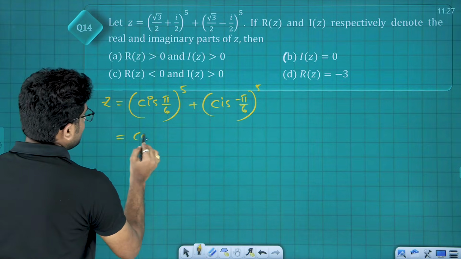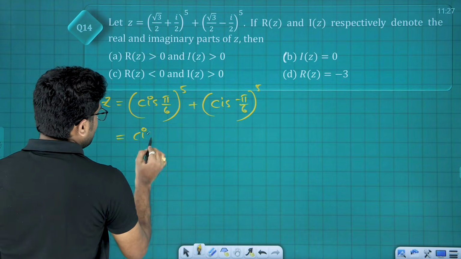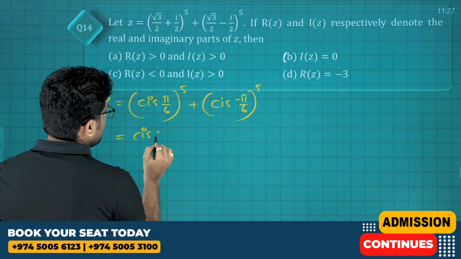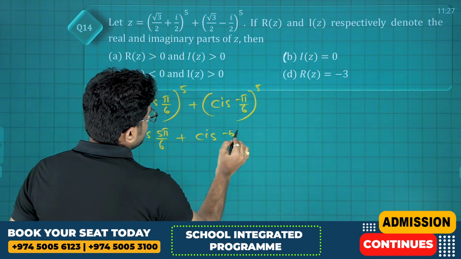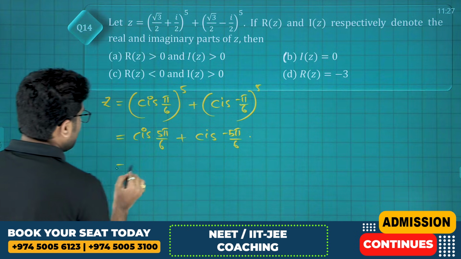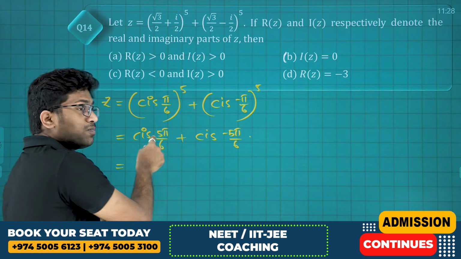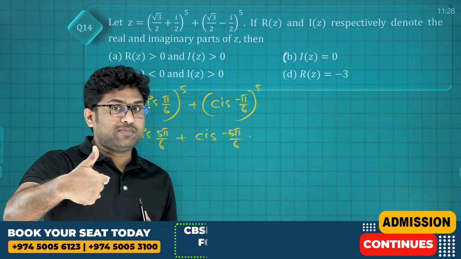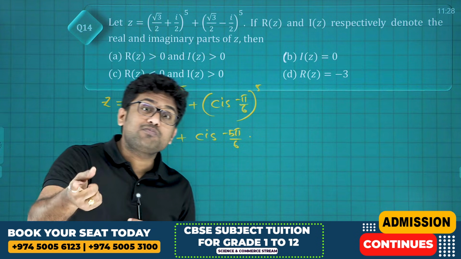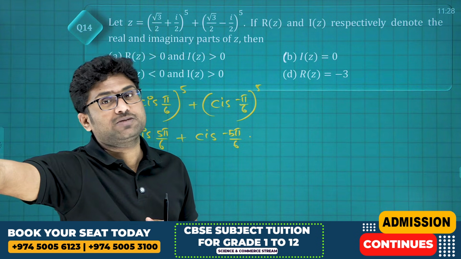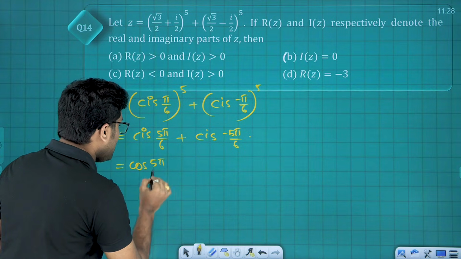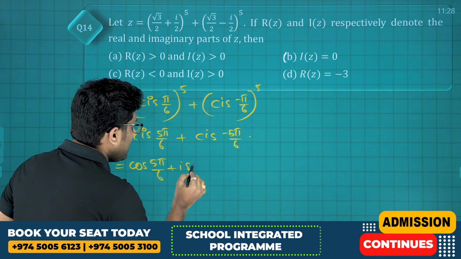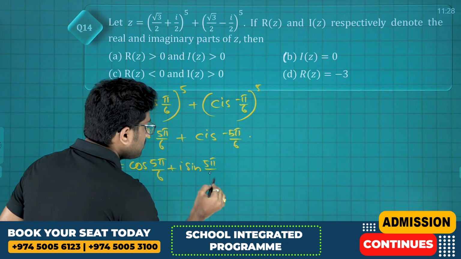We can directly write this by using de Moivre's theorem as cis 5 pi by 6 plus cis minus 5 pi by 6. Nothing but what happens actually, cos 5 pi by 6 plus I sin 5 pi by 6 plus cos minus 5 pi by 6 plus I sin minus 5 pi by 6. So you see friends, cos 5 pi by 6 plus I sin 5 pi by 6.